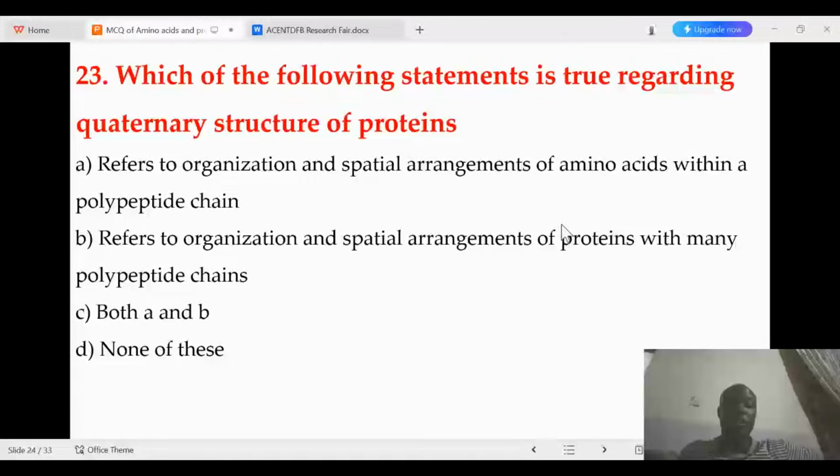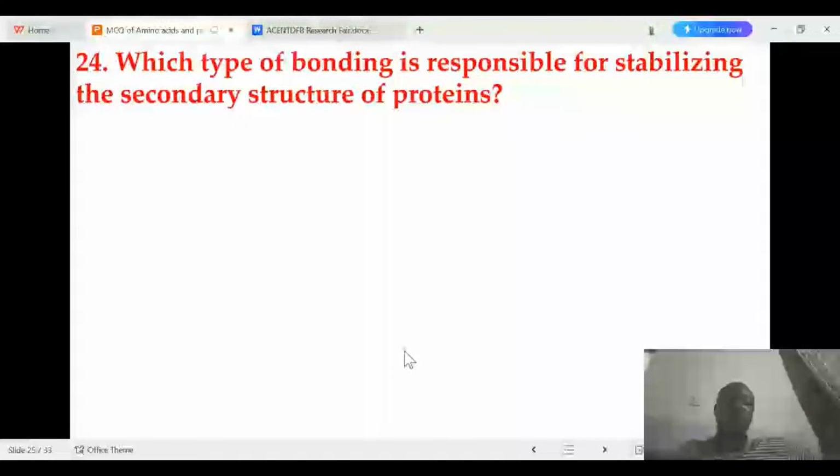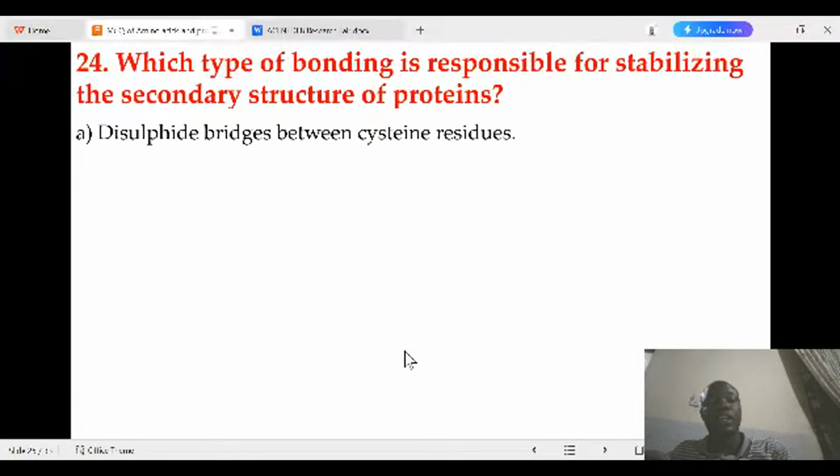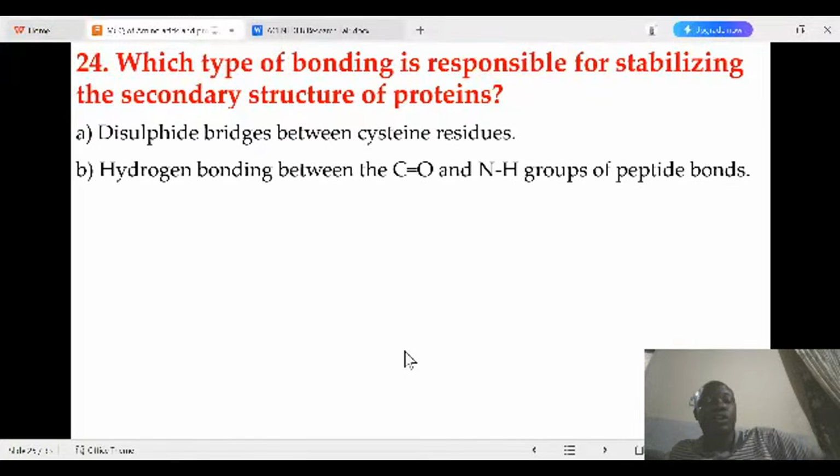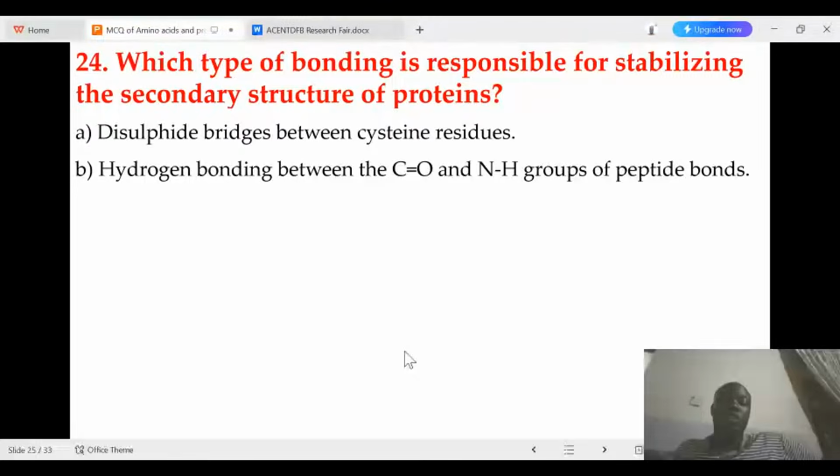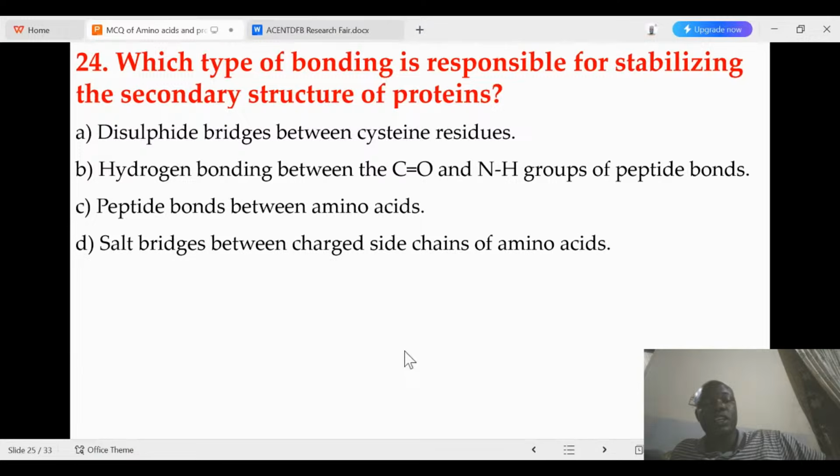So now let's move to question 24. Which type of bonding is responsible for stabilizing the secondary structure of proteins? A. Disulfide bridges between cysteine residues. B. Bonding between carbonyl carbon and amino groups of peptide bonds. C. Peptide bonds between amino acids. D. Salt bridges between charged side chains. So, ladies and gentlemen, what is the answer to question 24?